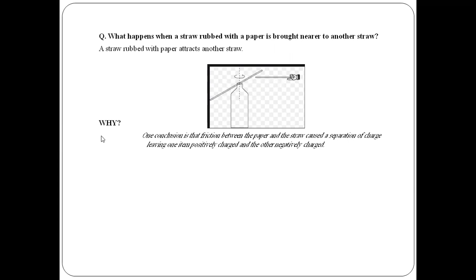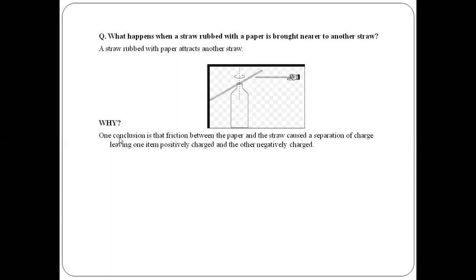Why? This is the physics, the reason behind it that we have to find out. One conclusion is this: due to the friction between the paper and the straw, there is a separation of charge. If the electrons are transferred from the paper to the straw, the straw becomes negatively charged and the piece of paper becomes positive. Friction between the paper and the straw caused a separation of charge, leaving one item positively charged and the other negatively charged.